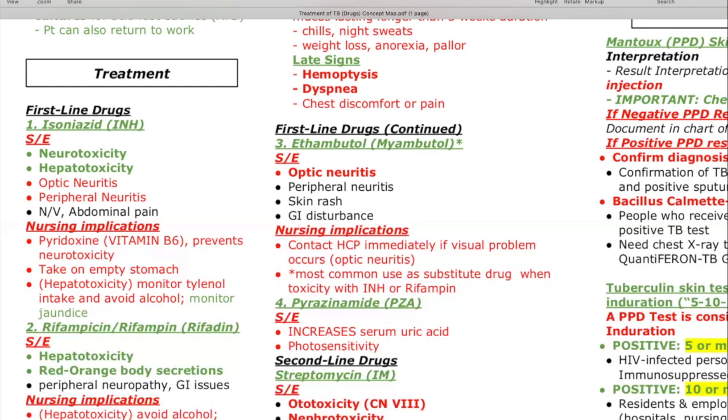So the fourth drug is pyrazinamide. With this, I think the most important part is the side effects: this drug increases the serum uric acid, and there's photosensitivity.